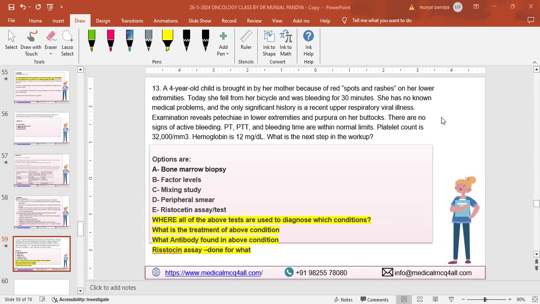So why do you want to do the peripheral smear? Because you want to confirm one thing: there is no pseudothrombocytopenia, by seeing the platelets under the microscope, that okay, platelets are low. Also, you can get an idea about some other pathology like viral infection or leukemia. Other disorders can be diagnosed on peripheral smear.